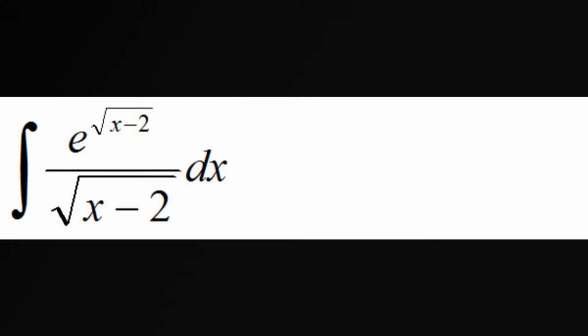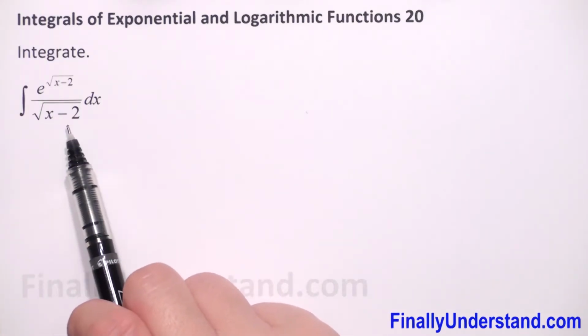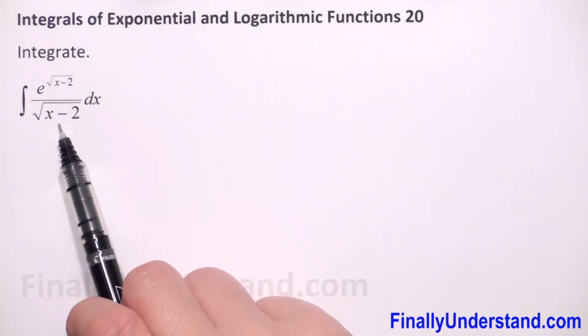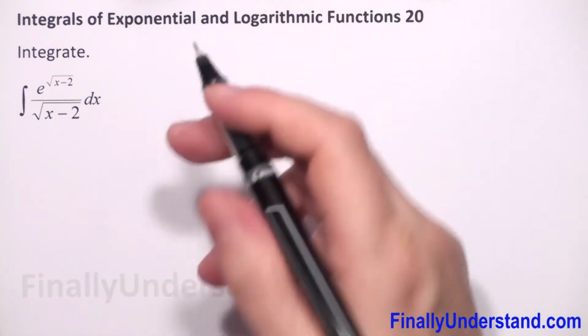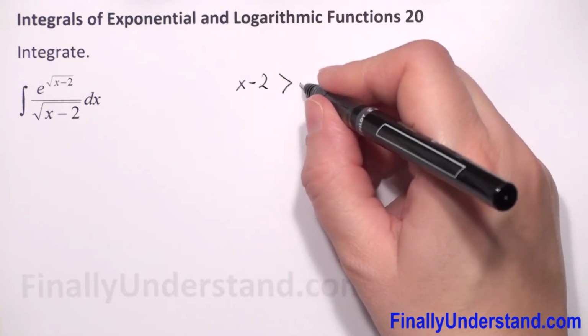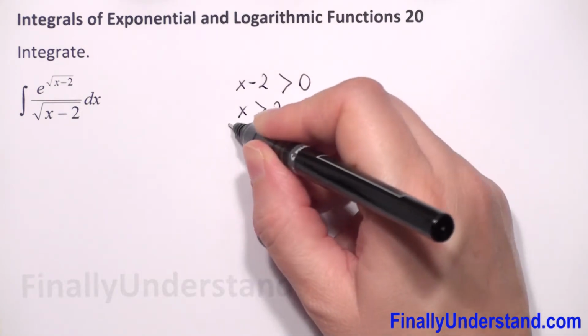We have here the square root of x minus 2, and we have the square root in the denominator, x minus 2, so we cannot have 0 in the denominator, and we calculate the square root of a positive number, so x minus 2 must be greater than 0. So x must be greater than 2.